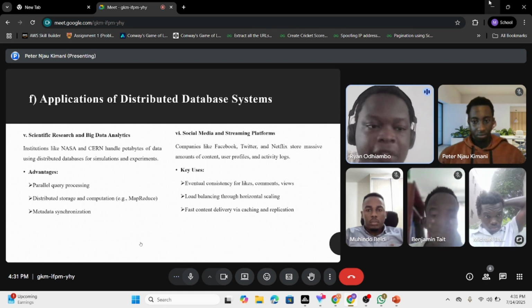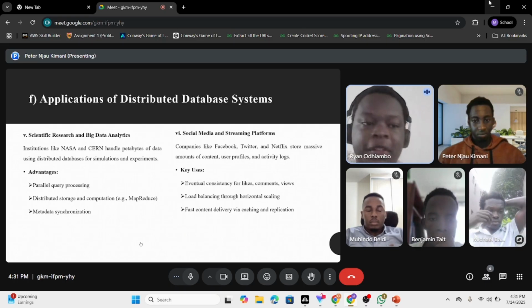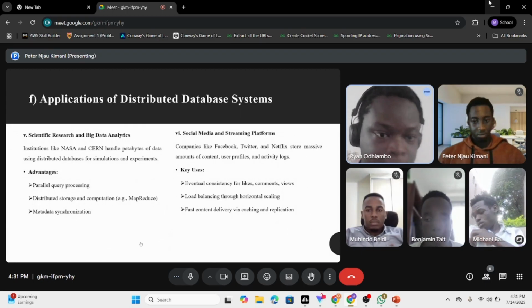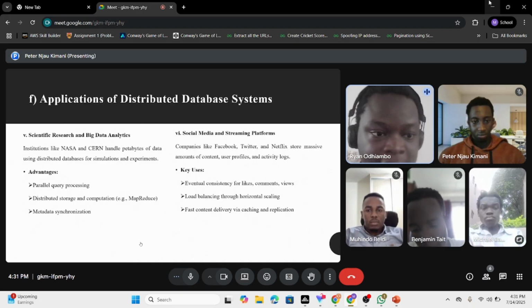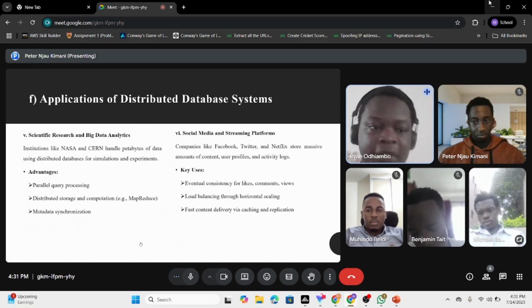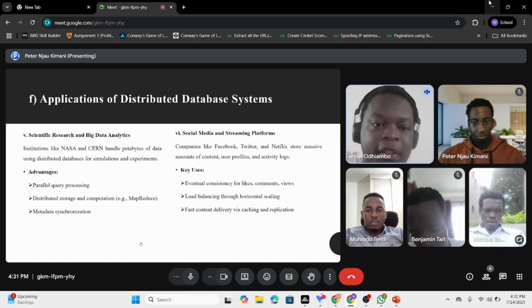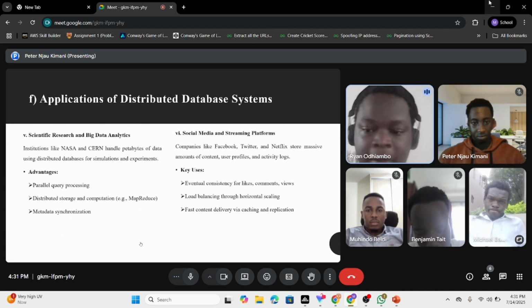Some key advantages of this: we have parallel query processing, which enables faster processing of data. We have distributed storage and computation, for example MapReduce, and we also have metadata synchronization, in that data is kept consistent across all the various platforms. And the last application, we have social media and streaming platforms.